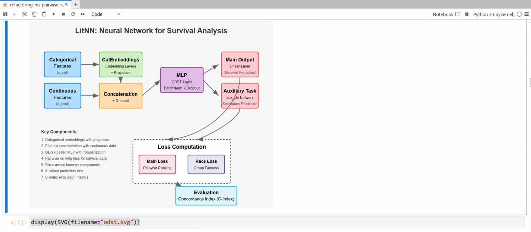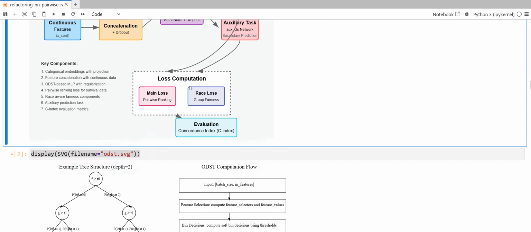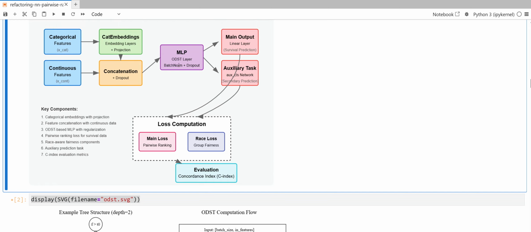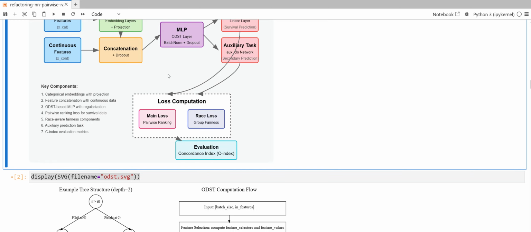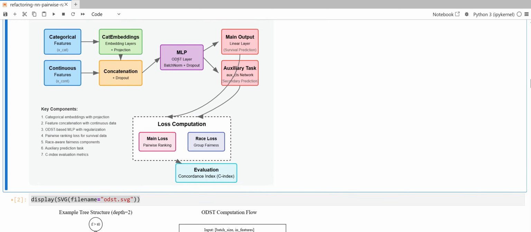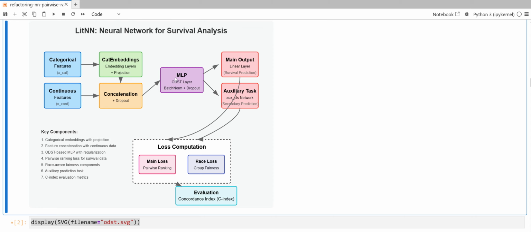Inside the MLP, we've got this ODST layer. That stands for Oblivious Decision Stacking Trees. It's a special kind of layer based on decision trees, kind of like what we saw in the last video, but with a twist. It's designed to be differentiable, meaning we can train it using gradient descent, just like the rest of the neural network. We'll take a closer look at how that works in just a second.